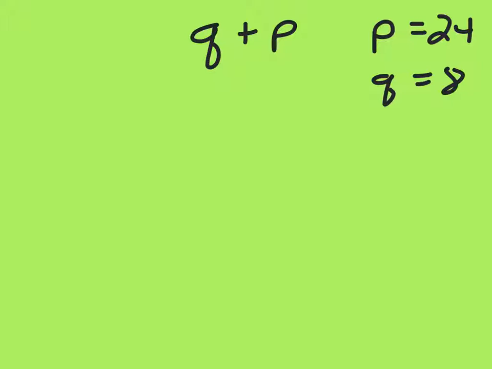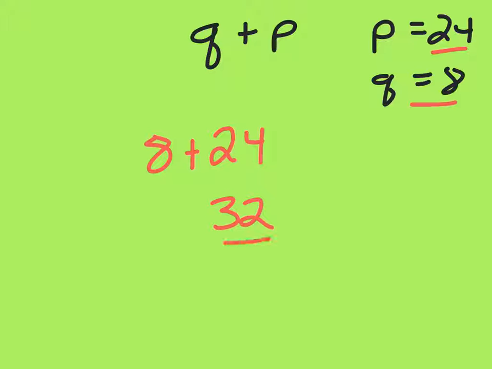Alright, to do this one, instead of Q, we're going to replace it. Q is equal to 8, it tells us over here, so we're going to do 8. And P is equal to 24, so we will replace P with 24. And we get 8 plus 24. And 8 plus 24 is 32. So hopefully you got that one correct.